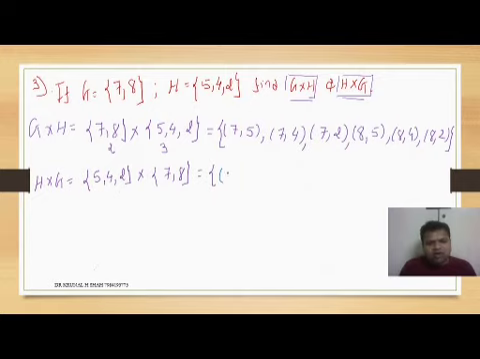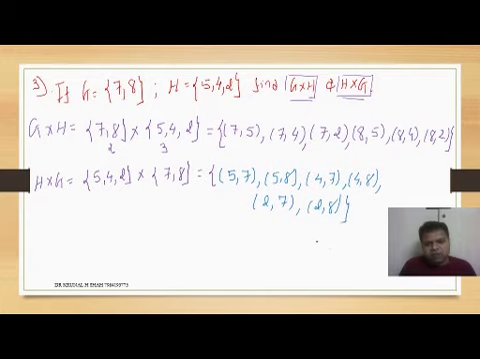Once again these are going to be ordered pairs. So this is equals to (5, 7), (5, 8). Next is going to be (4, 7), (4, 8). And the last is going to be what? So that is going to be (2, 7), (2, 8). Is it okay? Sure. So that's the answer.